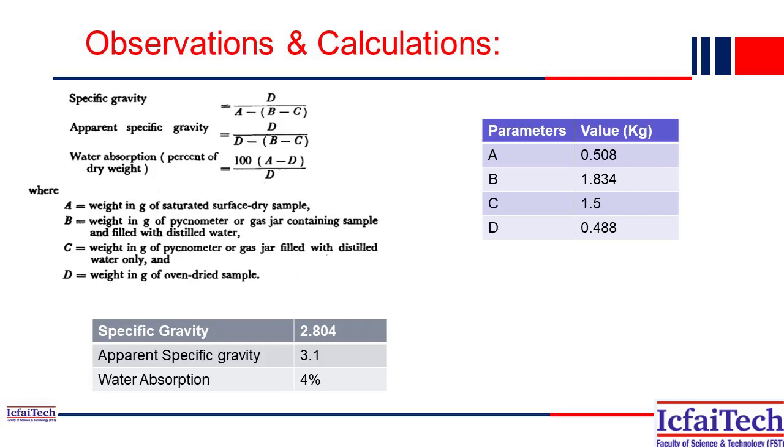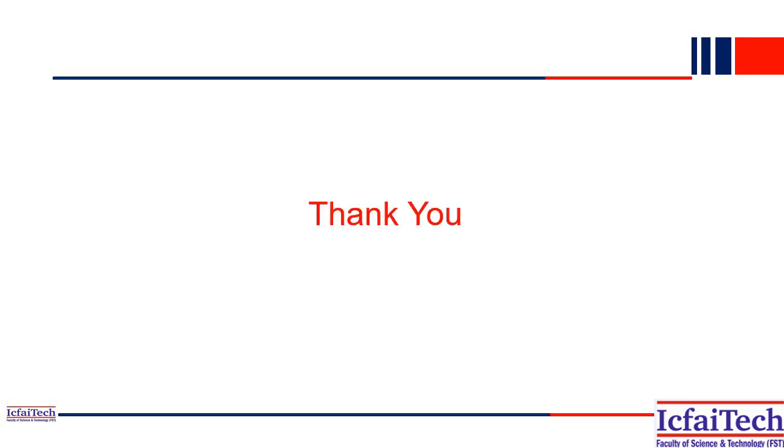The specific gravity of aggregates normally lies between 2.6 and approximately 3. In that region you will normally find aggregates lying, and the water absorption in this case we got is 4%. These values are very useful to finalize these aggregates for construction purposes. For the design of civil engineering structures, the specific gravity of aggregate and water absorption values are very essential. So in this experiment we understood the actual process of finding out the specific gravity and water absorption test. Thank you.